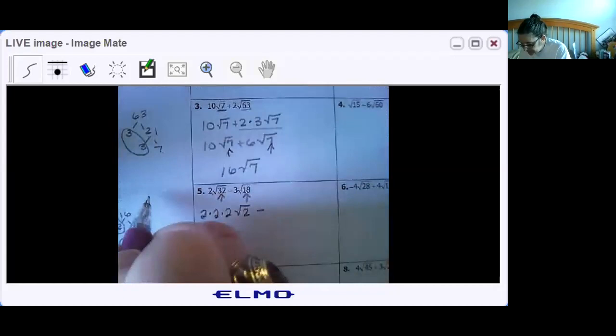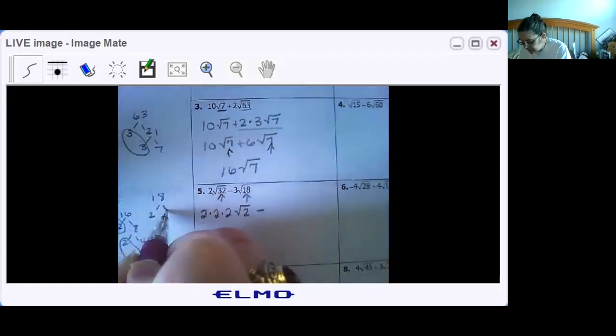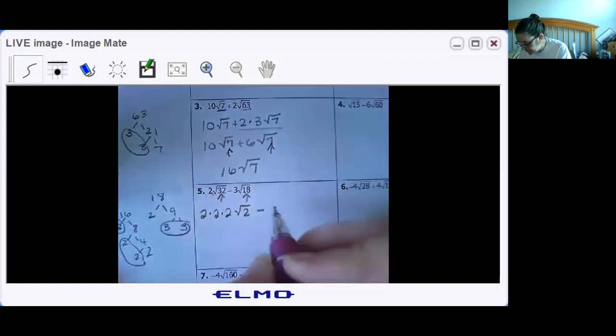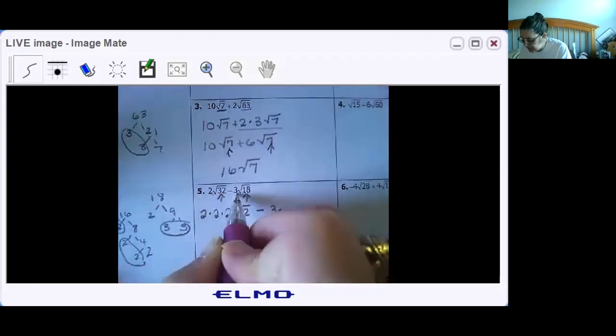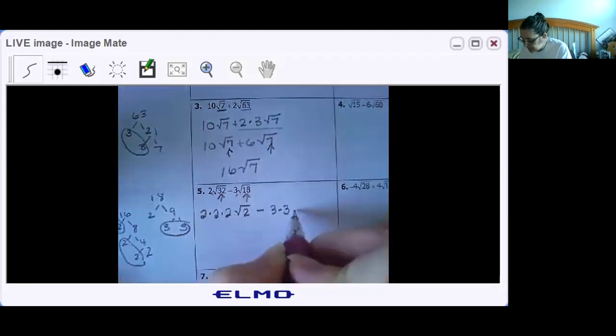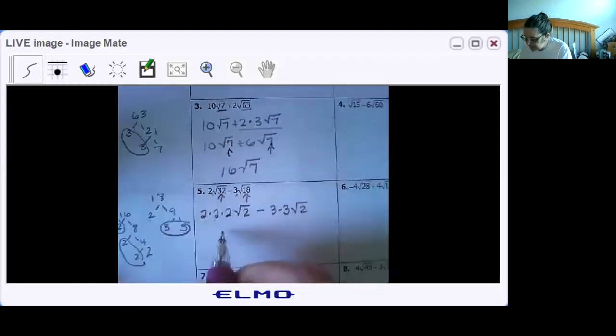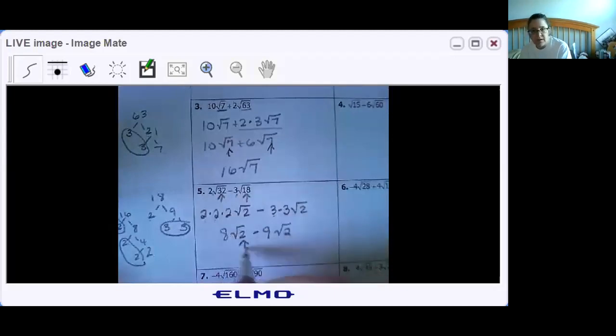Now let's look at 18. 18 is 2 times 9, which is 3 times 3. I have 1 set of 3's that I can take out. So I already had the 3 that was there, times the 3 I took out, with a 2 left behind. So now 2 times 2 times 2 is 8, square root 2. 3 times 3 is 9, square root 2. Our roots match. So now I've got to do 8 minus 9, which is negative 1 times the square root of 2, or you could just write that negative square root 2.